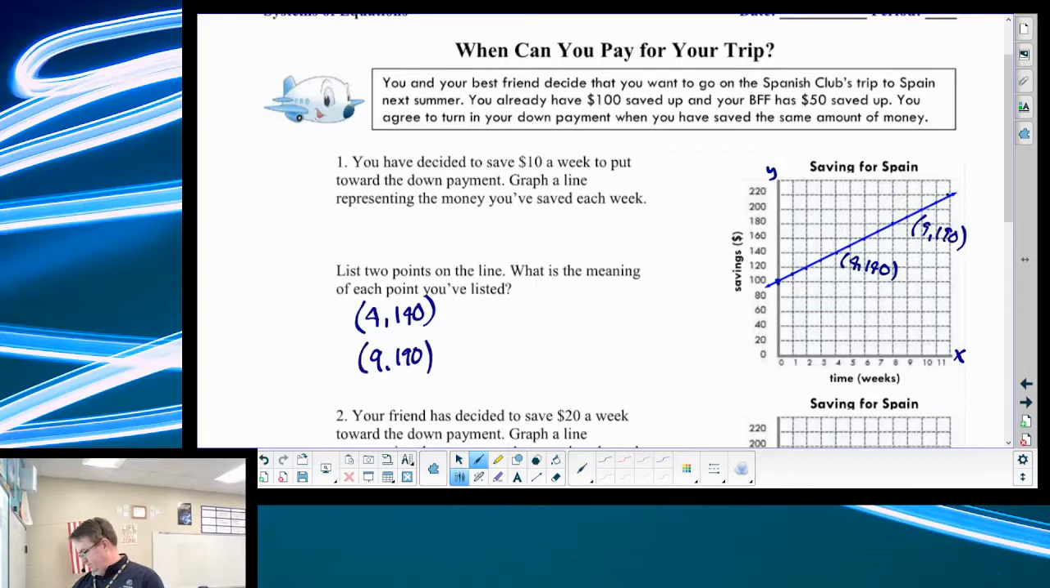So now the question is, what is the meaning of each point that we've listed? So what is going on here? Now, the one thing that I want to keep on impressing upon you is this. If you look down here, we will end up having most of what you need. So in this case here, you've got 4, and this is my x-coordinate, so it's going to be 4 weeks, $140. Now, we want to put a little bit more context to that, because what are we saving the money for? So after 4 weeks, I have $140 saved.